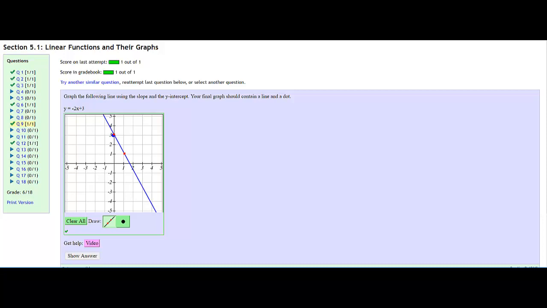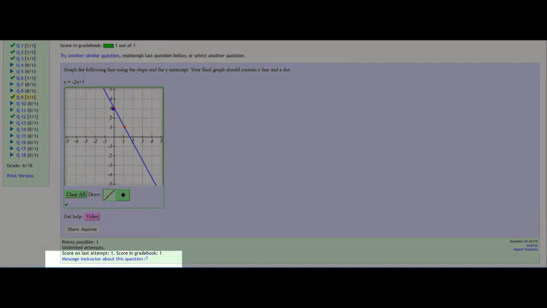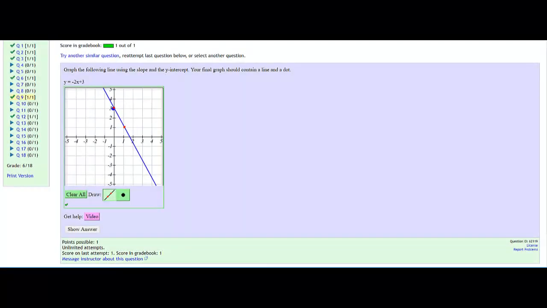Again, if you get overly frustrated in how to type this in, just click on that message instructor about this question, because I'm happy to clear it up if it's real close and I can tell that you know what you're doing. Obviously on the exam, just like the first test, it'll be on paper and pencil, which I think is a lot less frustrating than trying to do this online.